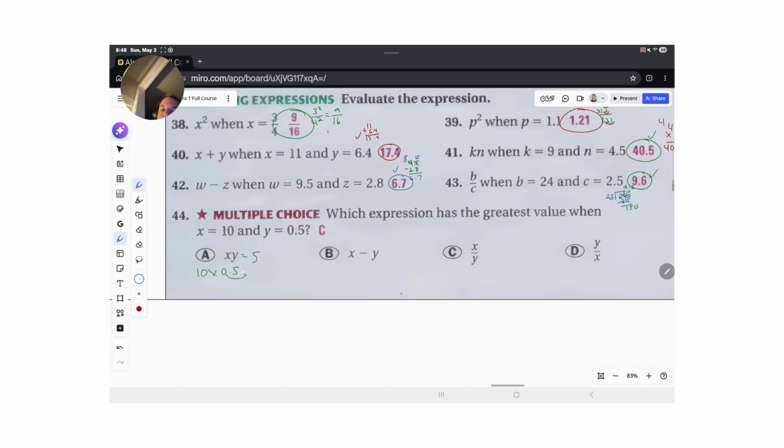Just bring that decimal place over once. What about x minus y? This will be 10 minus 0.5, which gets us to 9.5. Just go down half of 1 there, 1/2, to go from 10 to 9.5.